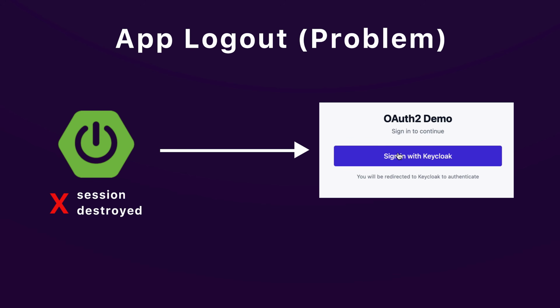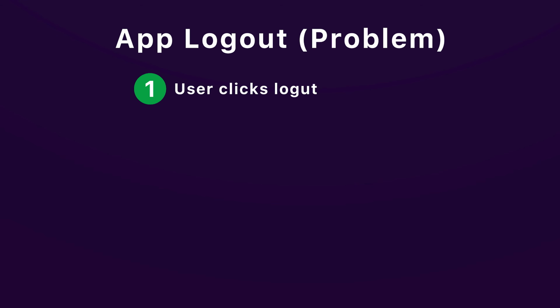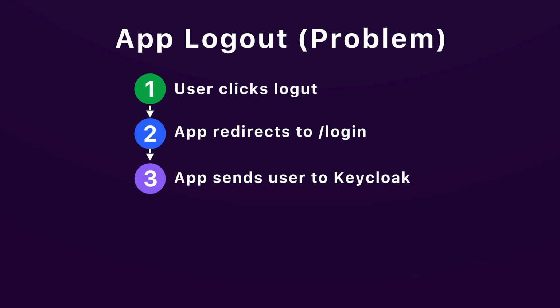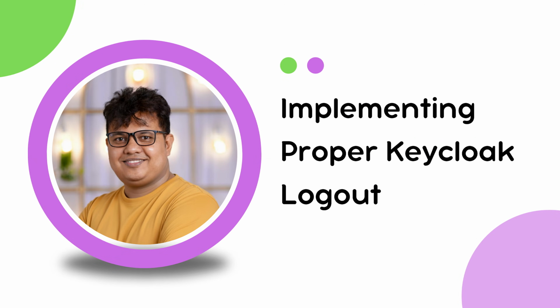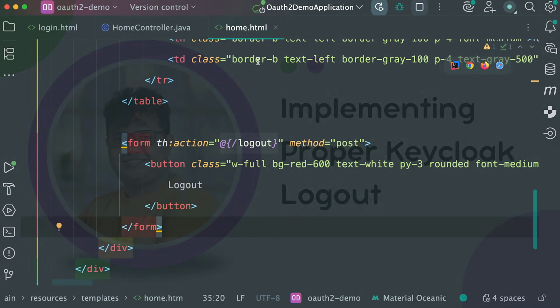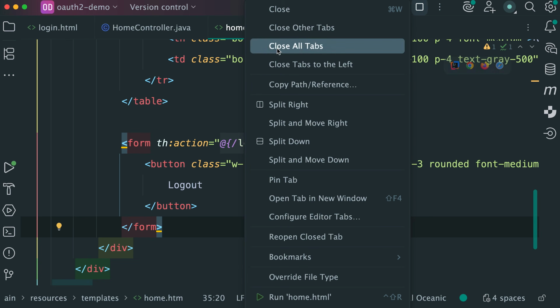Keycloak uses its own cookie to remember us. So when our app redirects to Keycloak, Keycloak checks and sees that this user is already authenticated. It skips the login form entirely and immediately sends us back to the application as a logged in user. There is a way to clear both sessions properly. We need to send a logout request to Keycloak from our Spring Boot app. Let me show you how to implement this.